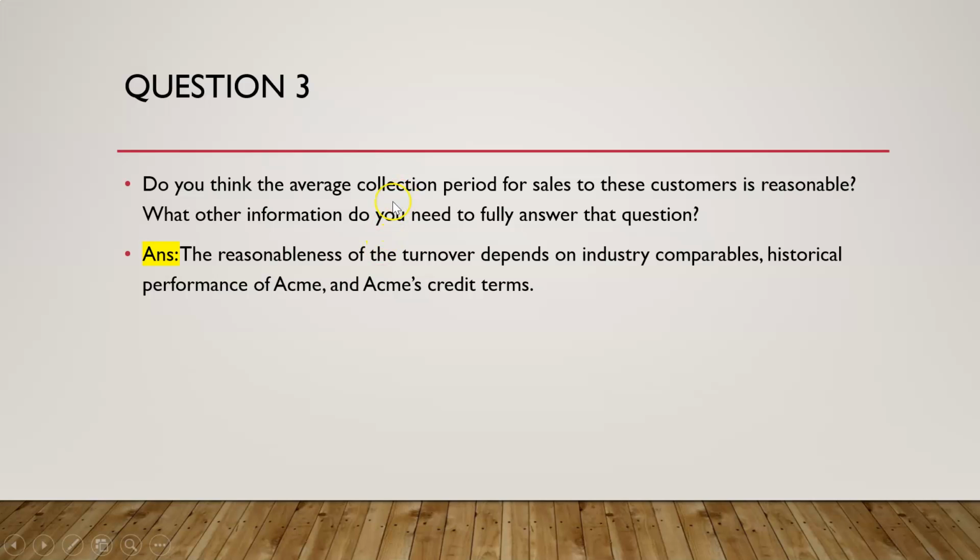Some other information that we need to determine the reasonableness of the turnover period are industry comparables, historical performance of Acme, and Acme's credit terms. I just described Acme's credit terms. Historical performance of Acme is how Acme was doing over the last few years, and industry comparables means how Acme was doing compared to other companies. So based on all this information, we can then make a correct judgment whether the average collection period of 40 days of collecting accounts receivable seems reasonable or not.